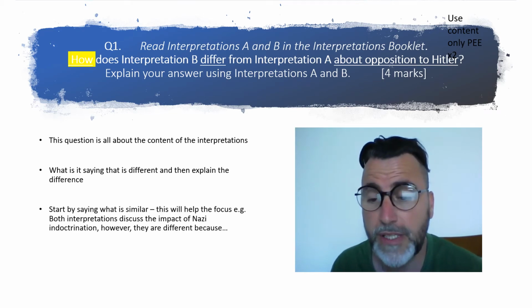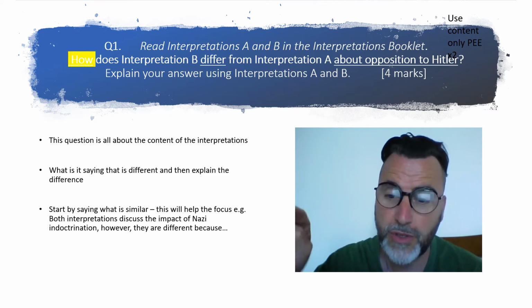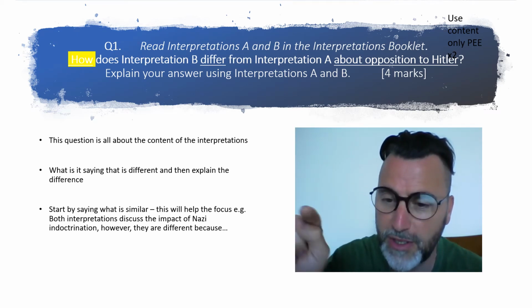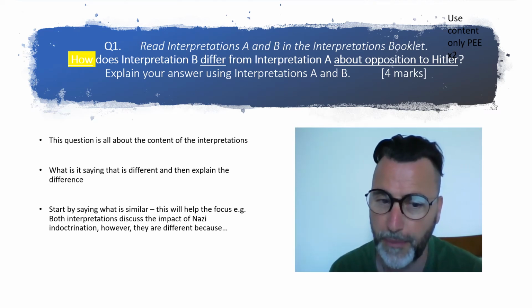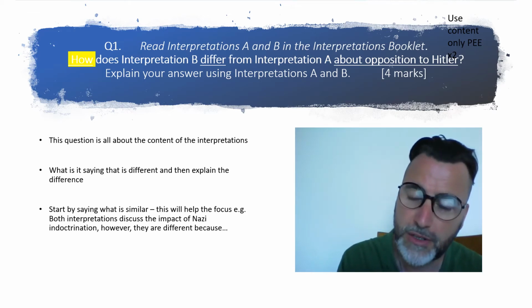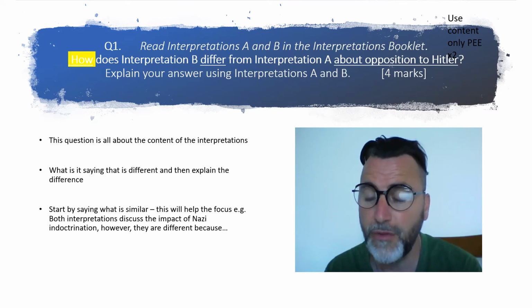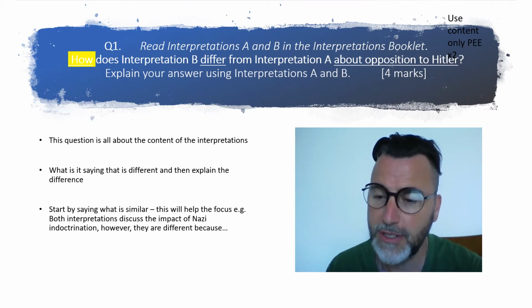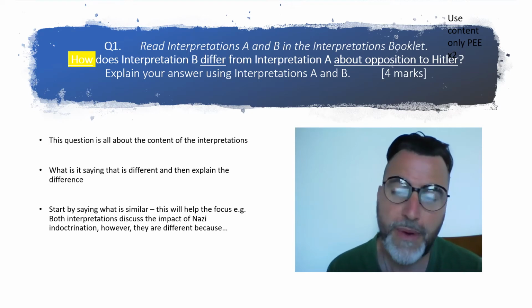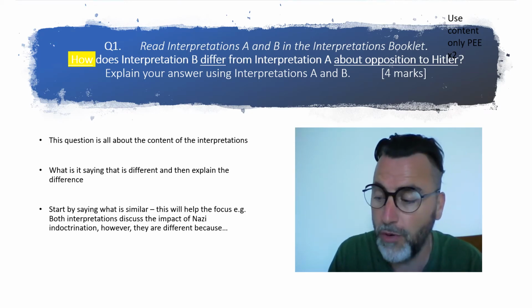Now, here's my top tip for answering this question. Start by saying what is similar. Both interpretations talk about the July bomb plot. However, they are different because, in the example I've given there, both interpretations discuss the impact of Nazi indoctrination. However, they're different because one is about the success of the indoctrination, one is about the failure of the indoctrination. Get those points in, explain them, 4 marks.